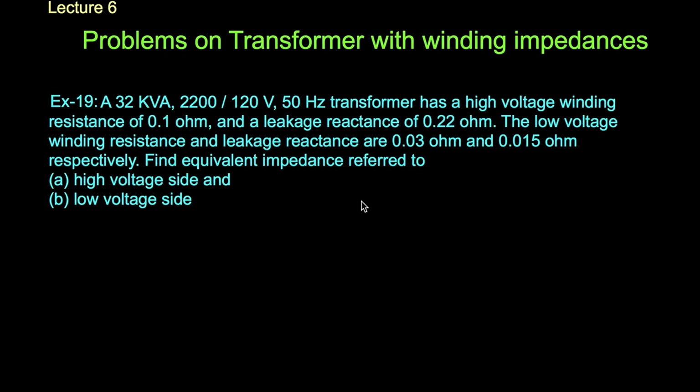In the previous lecture, we had seen modeling of resistance and inductance of both the primary and secondary of the transformer, how to transfer the inductance and resistance from one side to the other side, how to make the equivalent resistance referred to the primary or referred to the secondary and so on. So we had seen that. Based on that, let's solve some example problems so that we get a better understanding of the things.